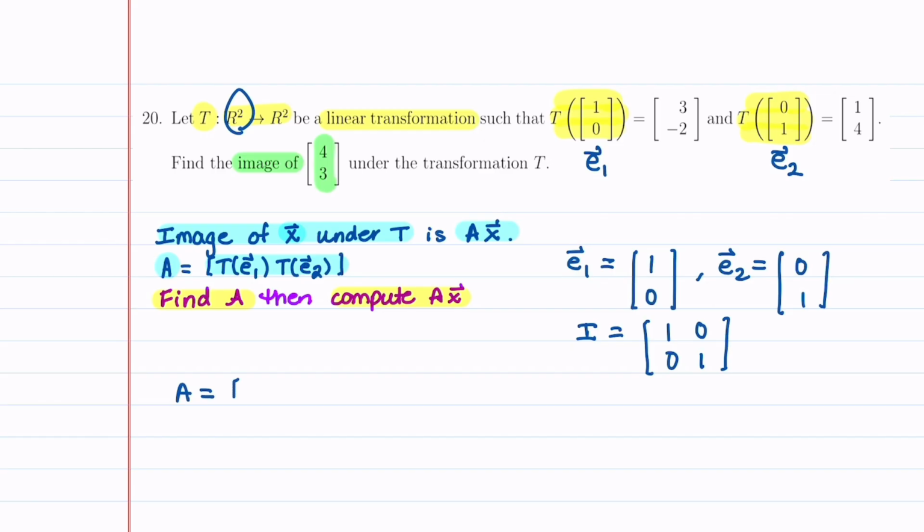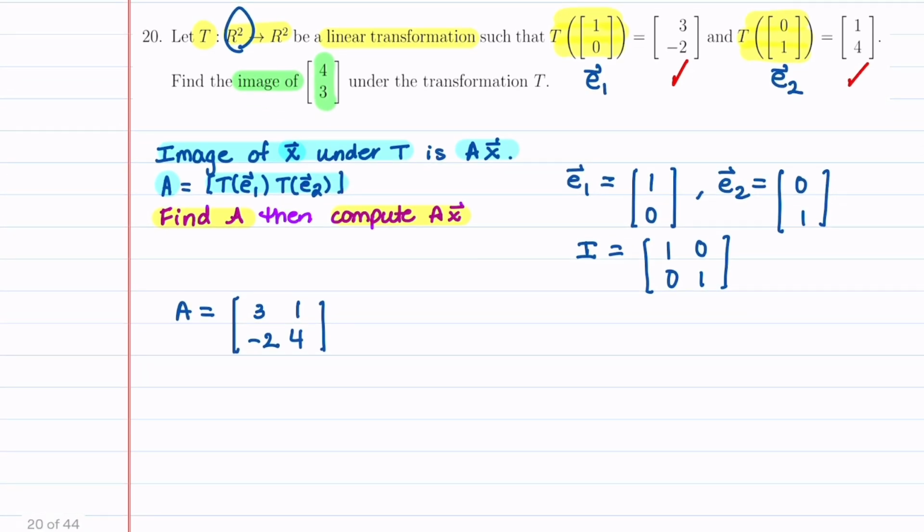So A is our T of e1, which is this vector, so this is (3, -2). And then our T of e2 is that vector, and that's (1, 4). So we have our matrix A, and now all we have to do is find the image of (4, 3) under our transformation. So we're going to take A, and we're going to multiply it by x, which is our vector (4, 3). So let's write down A: [3, 1; -2, 4]. And we'll multiply it by vector x, which is (4, 3).